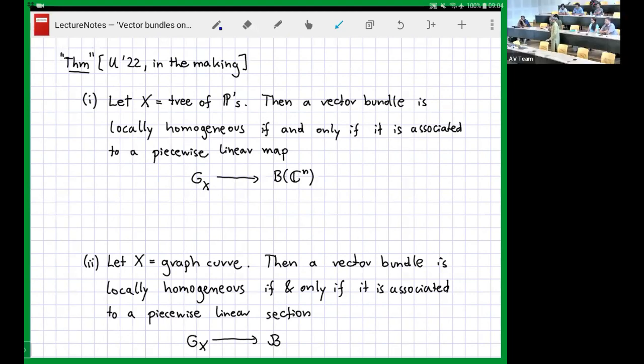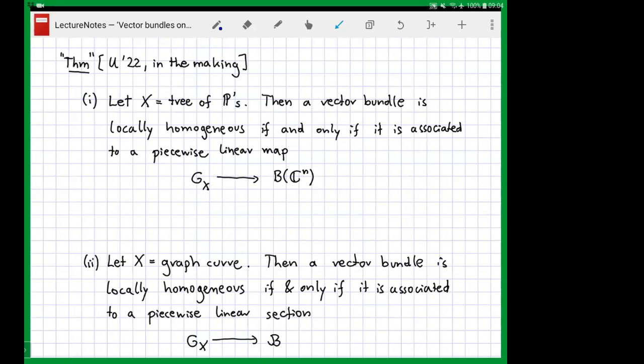Audiovisual team, would you enable the virtual participants to unmute themselves, please? More questions? Yes, so I have a question.